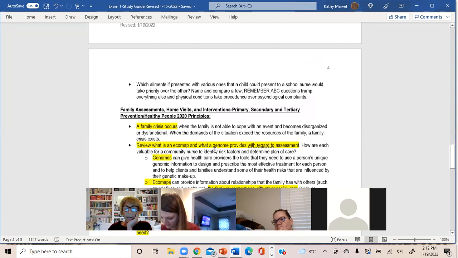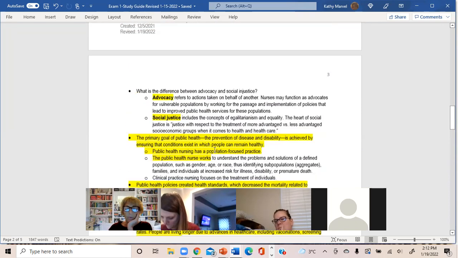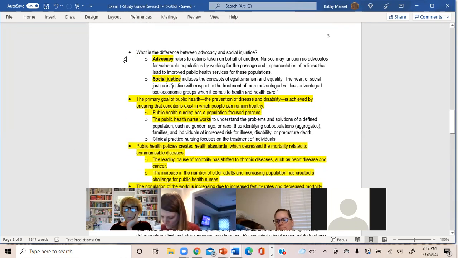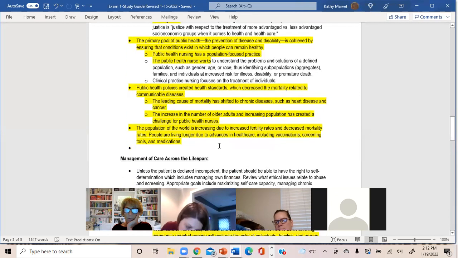This is all the highlighting I did with the group yesterday, so I should have erased it, but what's the difference between advocacy and social justice? If it's on the study guide, you need to know it. Primary goal for public health, what is it? Here's all of the population-focused practice, community-oriented nursing, community-based nursing.